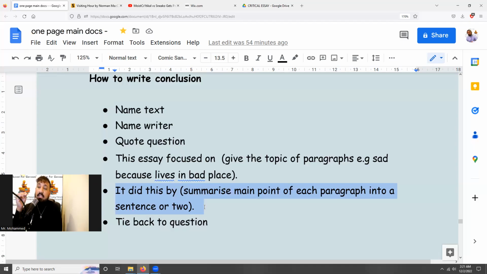And again, like I said, by reading your conclusion, I should have a good picture of your main argument, your position, your answer to the question. I should have a good idea of exactly what you are saying, just by reading your conclusion.